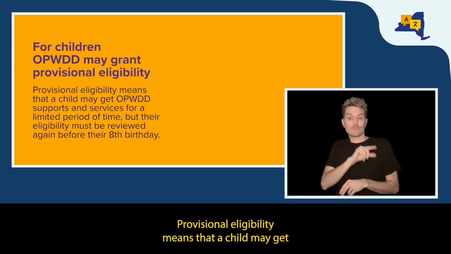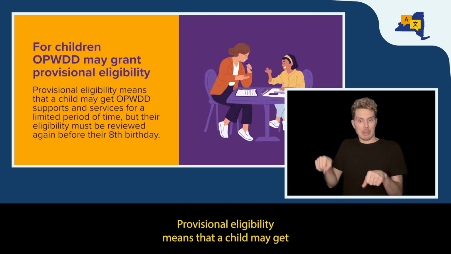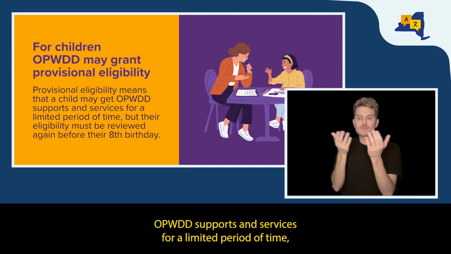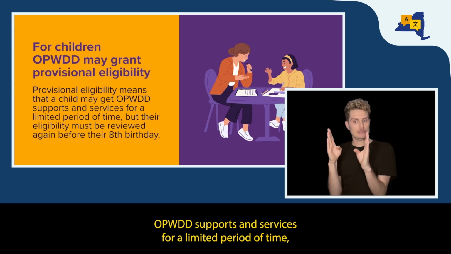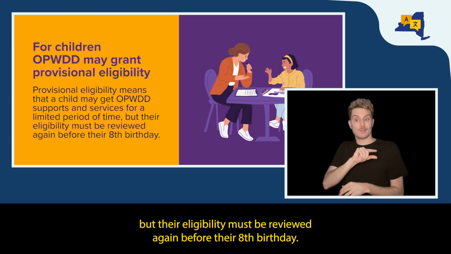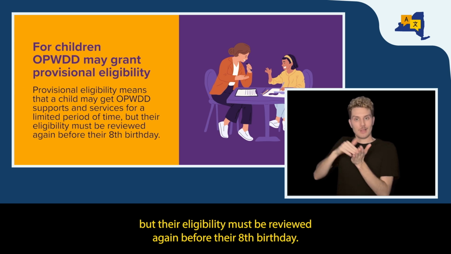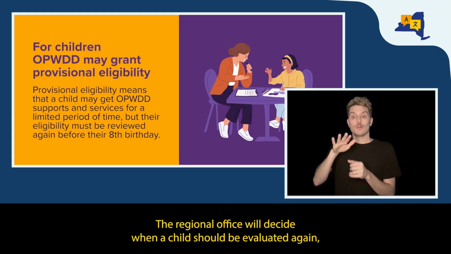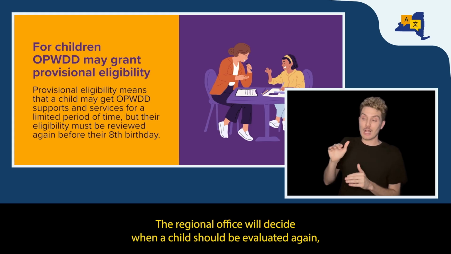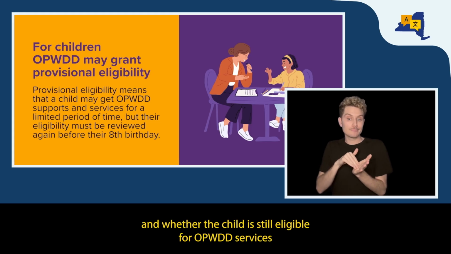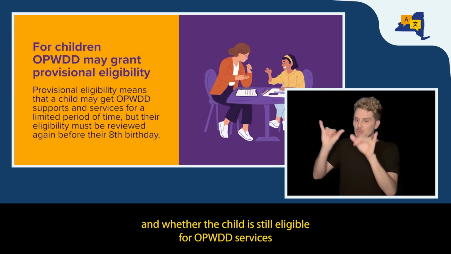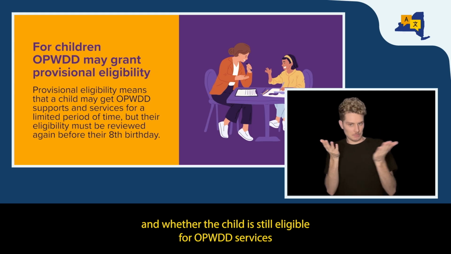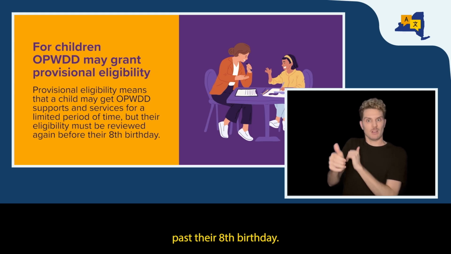Provisional eligibility means that a child may get OPWDD supports and services for a limited period of time, but their eligibility must be reviewed again before their 8th birthday. The regional office will decide when a child should be evaluated again, and whether the child is still eligible for OPWDD services past their 8th birthday.